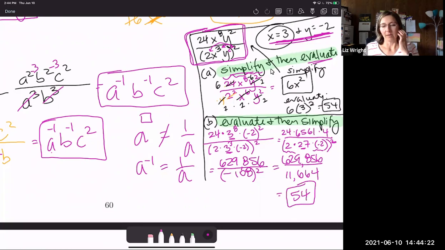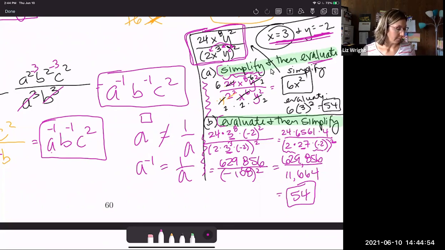So which one was easier for you? Which one did you like? Did you like simplifying and then evaluating? Or did you like evaluating and then simplifying? Me personally, I like part A. I thought that one was much easier, but you might do better with plugging the numbers in, and that might be easier for you. So I encourage you, unless the directions tell you to do both, to pick whichever one is most comfortable for you, whichever one you think you're going to get the correct answer for a higher probability of the time, and do it that way.